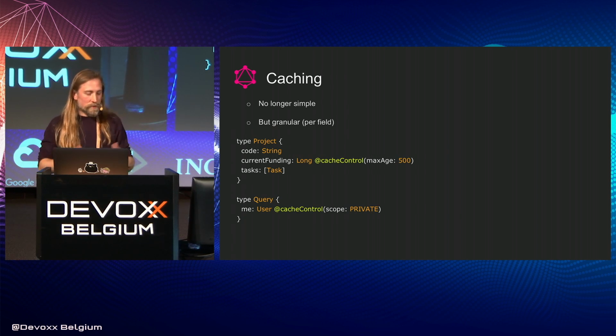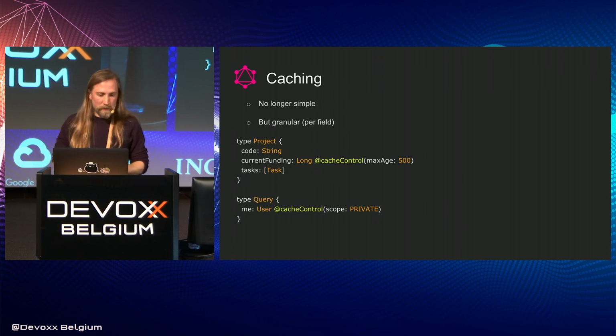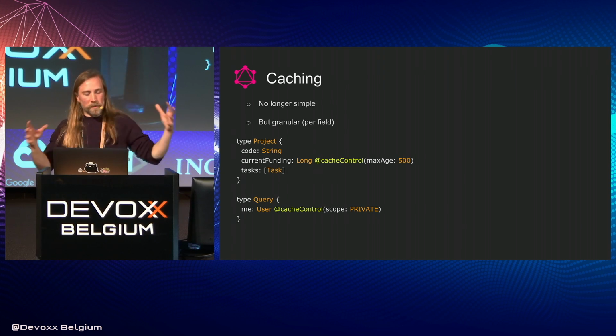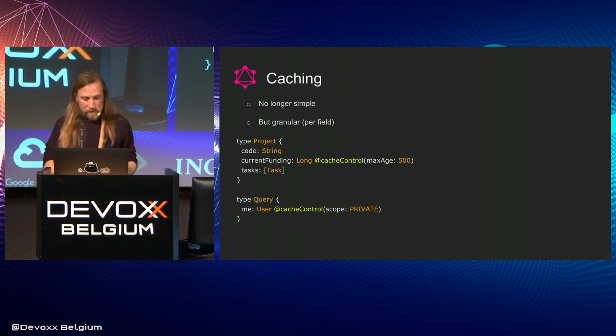Then basically the client, just the browser, will know that it needs to refetch in 200 millis. So you can do things like that. So make it more granular, basically. So you lose the simplicity of the caching, but you get fine tuning of it. So that's one way.